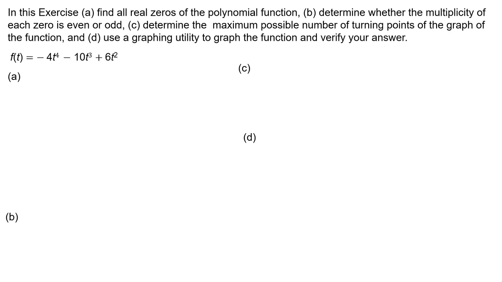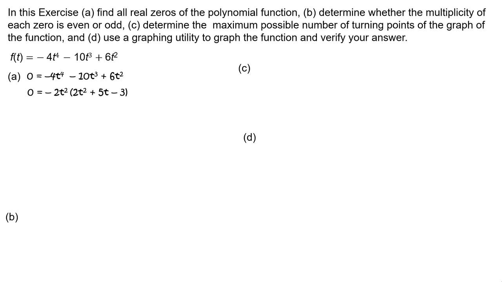The function is f of t equals negative 4t to the fourth minus 10t cubed plus 6t squared. Part A. To find all real zeros of f of t, substitute 0 for f of t and solve the resulting equation for t. Solve the equation 0 equals negative 4t to the fourth minus 10t cubed plus 6t squared.